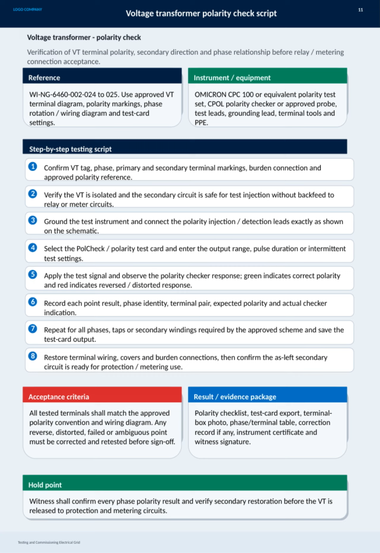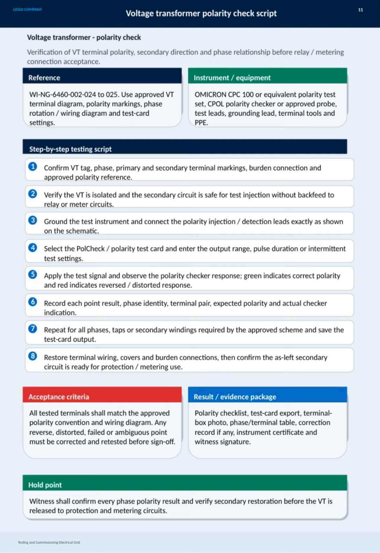The step-by-step script begins by confirming the VT's tags, phases, and markings, followed by verifying that the VT is isolated and safe for testing. Next, we ground the test instrument and connect the polarity leads exactly as per the schematic. We select the POL-check test card, configure the output range and test settings, then apply the test signal. A green indication confirms correct polarity, while red indicates a problem like reversed or distorted polarity. We carefully record results for each phase and terminal, then repeat the process for all taps and secondary windings as required. Once testing is complete, we restore the wiring and connections, confirming the secondary circuit is ready for operation.